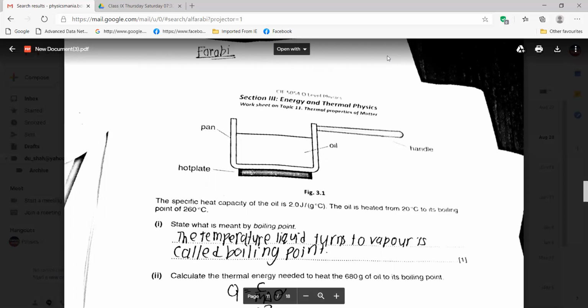You can't see the screen. Yes, sir. Because this part is clear, you can see it from the screen. You can read from the screen.